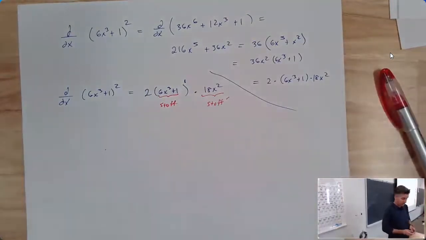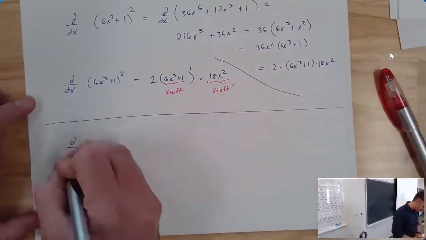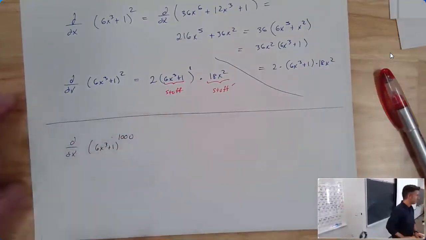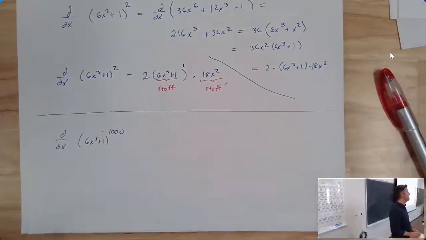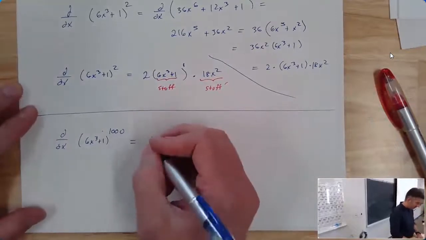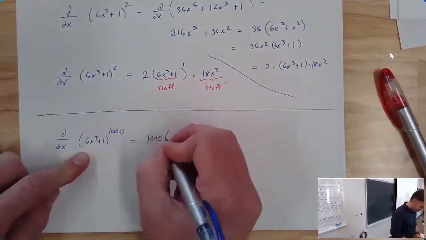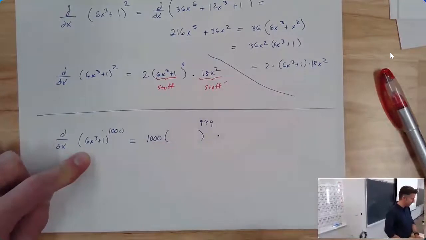Because then you can do some crazy stuff like, instead of taking the derivative of 6x cubed plus 1 squared, you can say, what's the derivative of 6x cubed plus 1 to the 1000th power? Which we definitely don't have the time to multiply out. That's a lot of terms, 1001 terms. You should never multiply that out. That would be insane. Instead, we'd be like, oh, I've got some stuff to the 1000th power. The derivative is 1000 times my stuff to the 999th power times the derivative of my stuff.